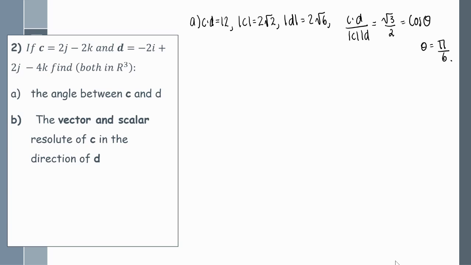So I've just put up our answers for the different parts of question A. Let's do question B. We're going to find the vector and scalar resolute of C in the direction of D.